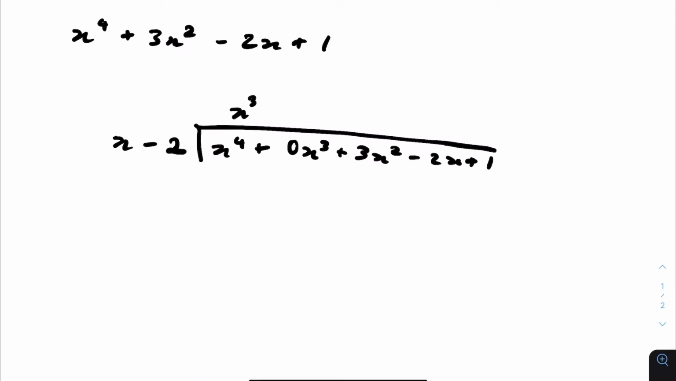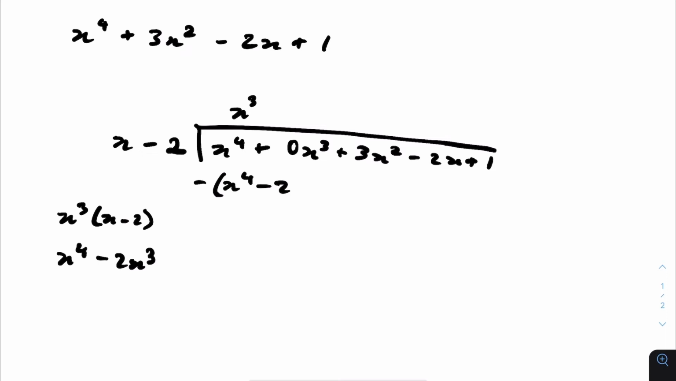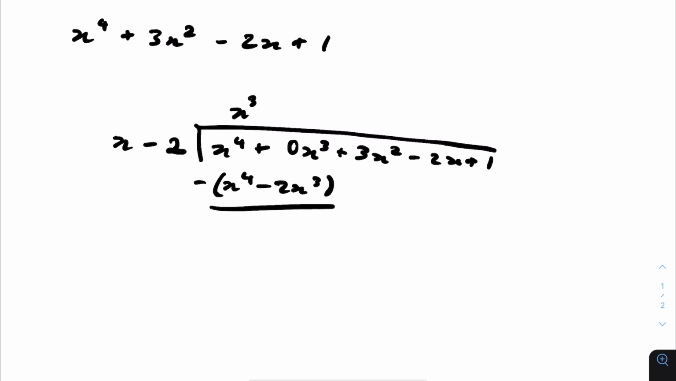So now it's a bit like long division. Now we just see what is x cubed times x minus 2. X cubed times x minus 2 gives us x to the power 4 minus 2x cubed. So we'll be subtracting that for long division. It's a bit like considering how many times does x minus 2 go into x to the power 4 plus 0x cubed. Now all we have to do is the subtraction, which gives us, so the x to the power 4 cancels out, which is what we wanted, and leaves us with 2x cubed.